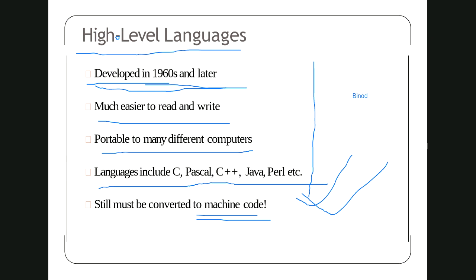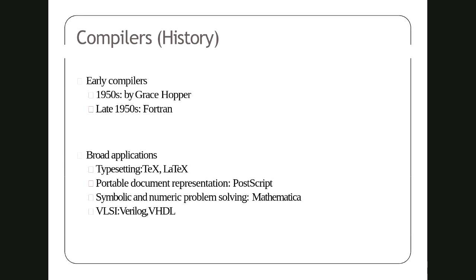Okay. The next is some application, some history. In early compilers, in the 1950s, Grasshopper developed one compiler. In the late 1950s, Fortran had a compiler developed.